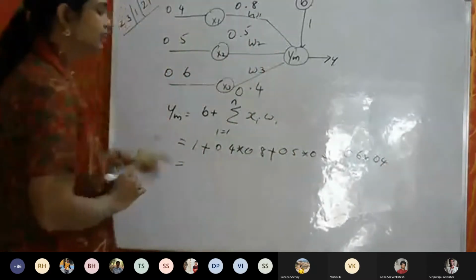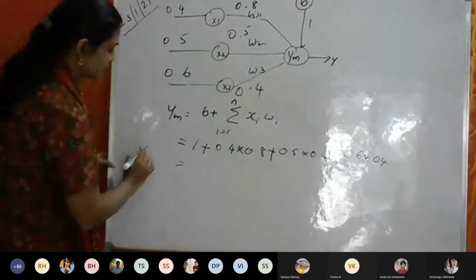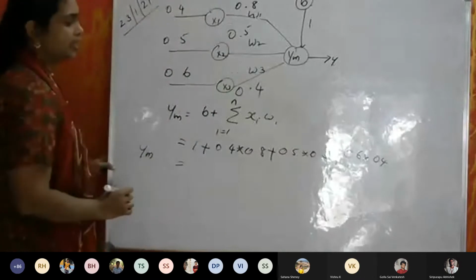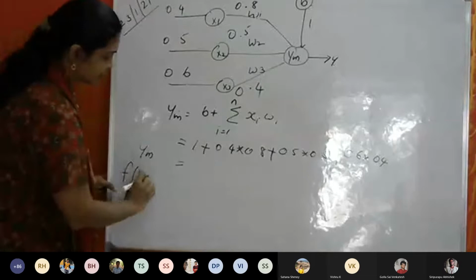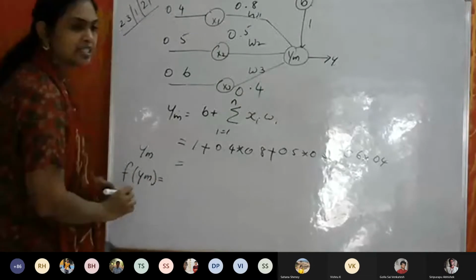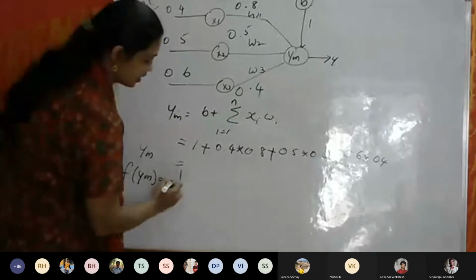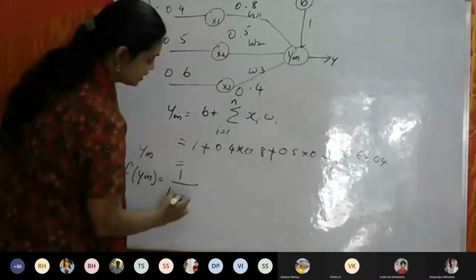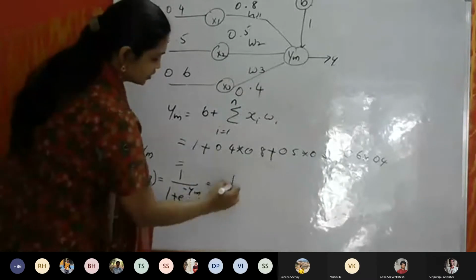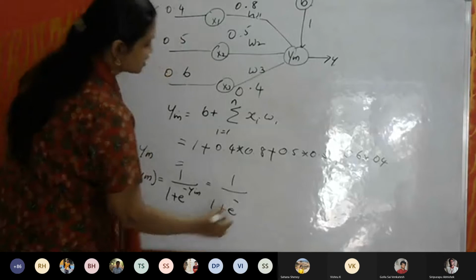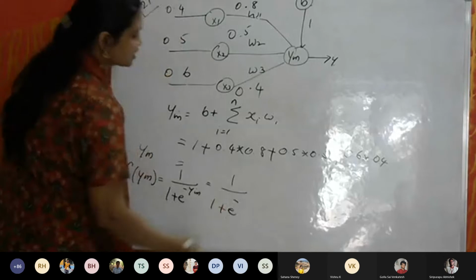So you can calculate and tell me what is the y_in, and then we can use f of y_in, say a binary sigmoid function. Binary sigmoid is 1 by 1 plus e raised to minus y_in. So that will be 1 by 1 plus e raised to minus the value of this.